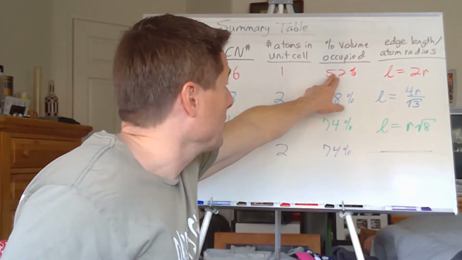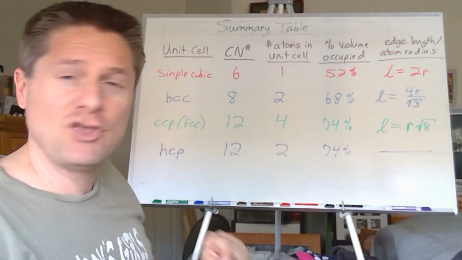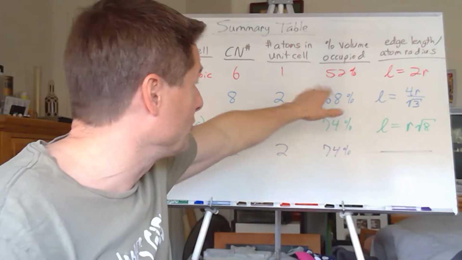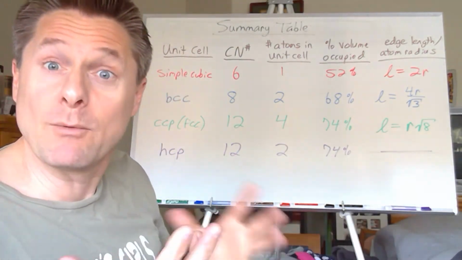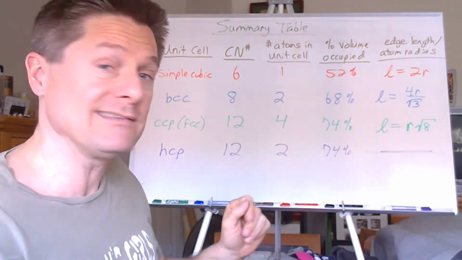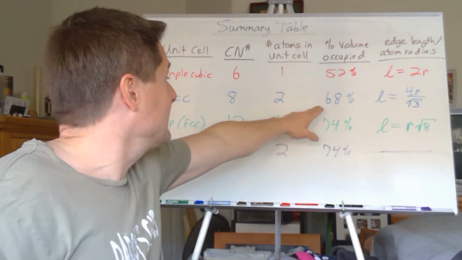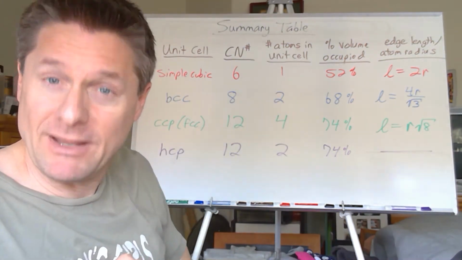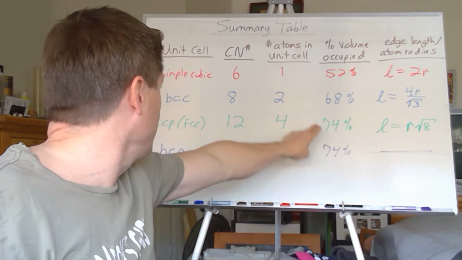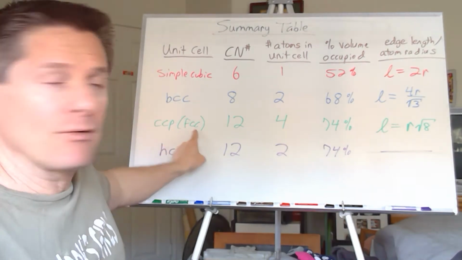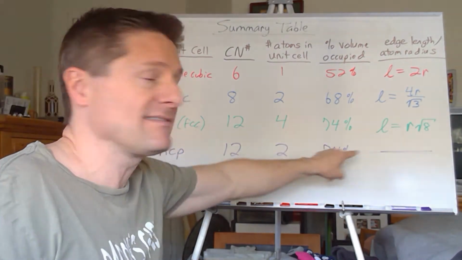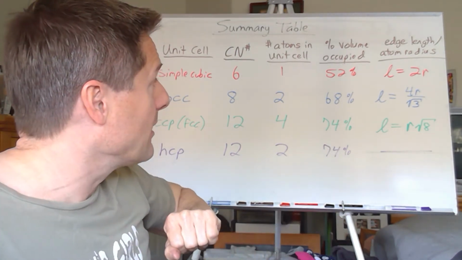But 52%, only 52% of a simple cubic is actually occupied by atoms. Subtract that from 100, so 48% would be empty space. Wow, that's not super efficient, is it? 68% for body-centered cubic, and then 74% both for cubic closest pack, or FCC, and hexagonal closest pack. 74. That's about the max you're going to get right there.